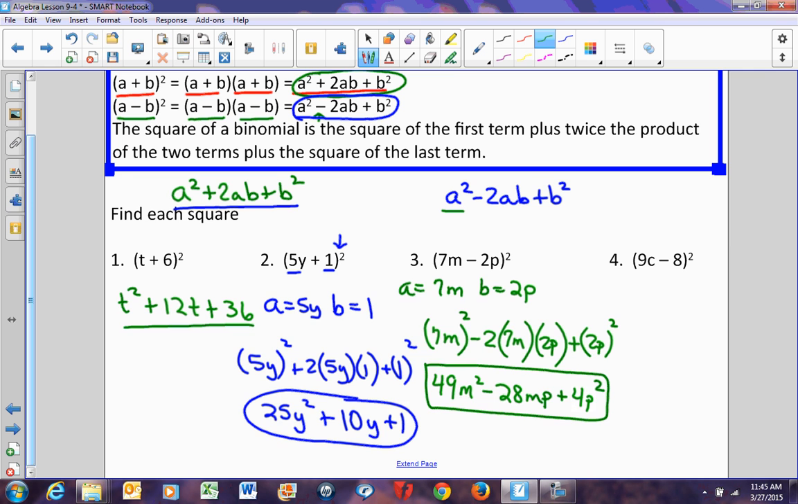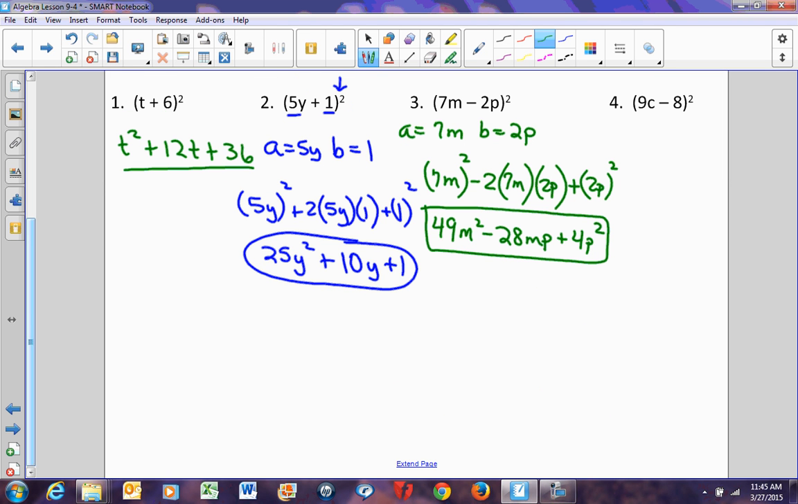And there's your answer. I'm going to just give myself a little bit more room to do number 4 down here so that I have a bit more space to work with. 9c minus 8 quantity squared. Again, it's a subtraction problem. So for subtraction, it's going to be a squared minus 2ab plus b squared. My a term is 9c, and my b term is 8.